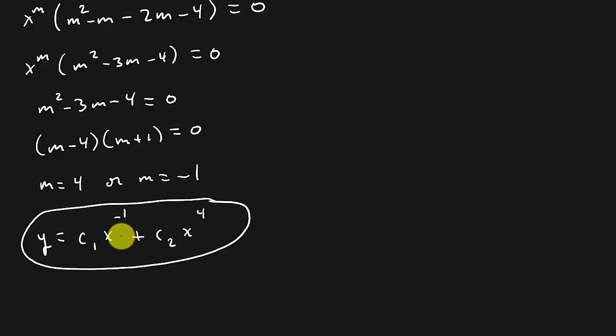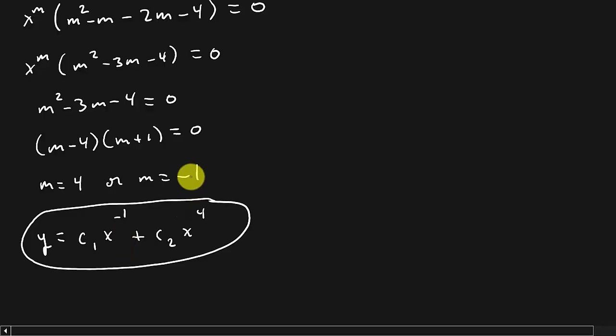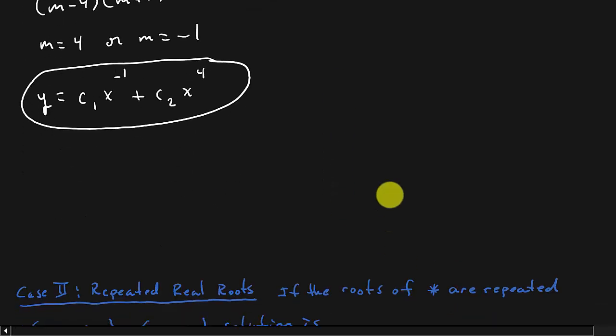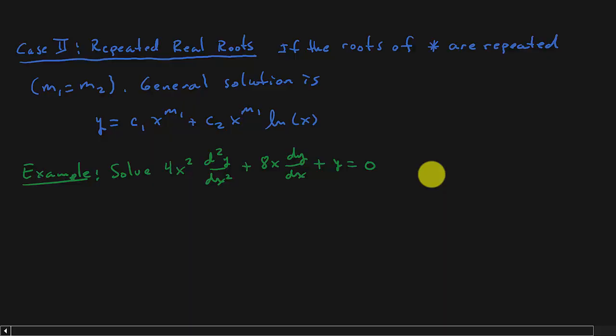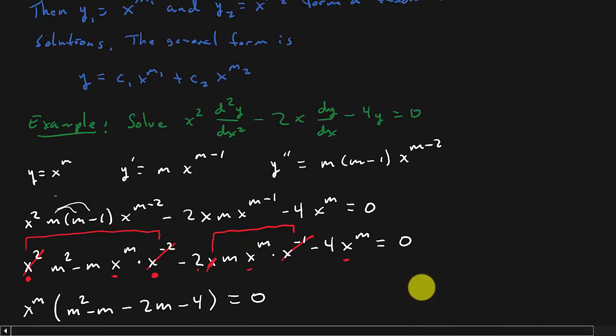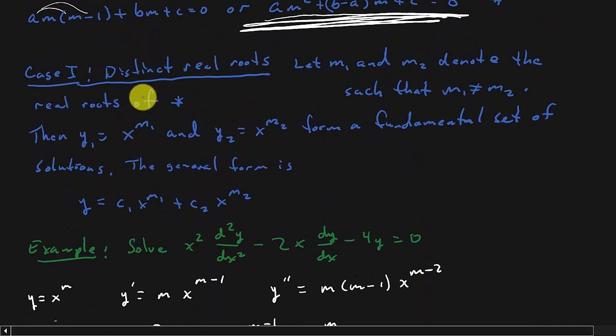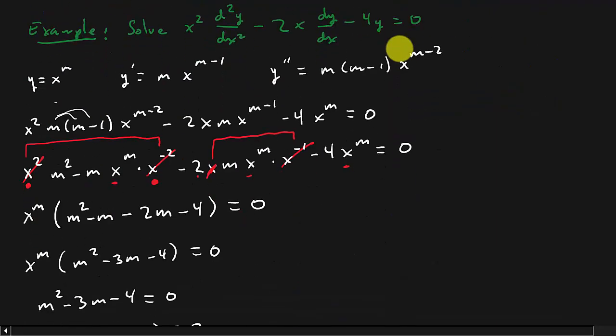A lot of times what I do, now I may not do it every time, but the majority of the time I would say, I just write from smallest to largest exponent. Okay, it's not wrong if you don't, but that's just what I do. All right, so that was case 1, where we had distinct real roots. We had roots m1 and m2. They were not equal to each other.